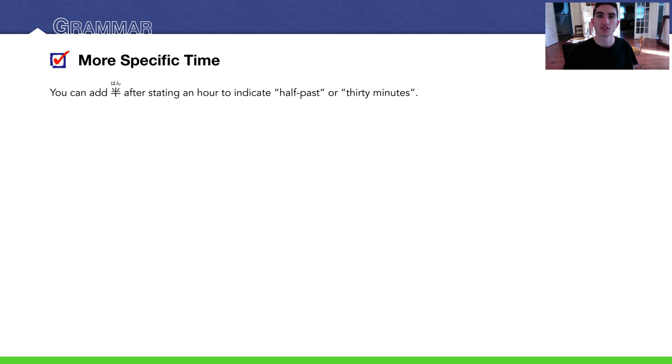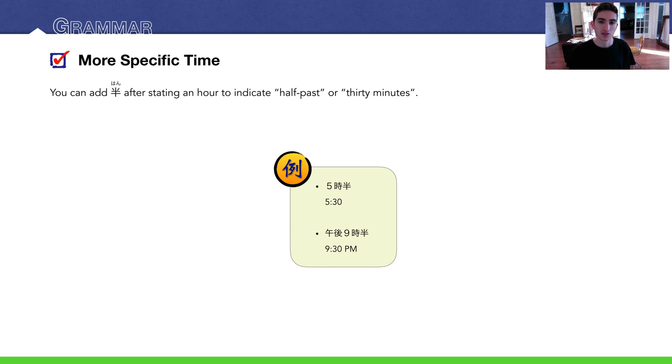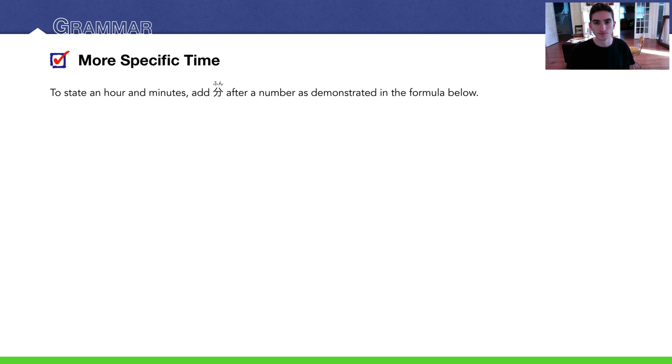More specific time, let's start adding minutes to things. You can indicate half past, or 30 minutes, using han. So 5:30 is 5時半. 9:30 p.m., 午後9時半. To add more specific minutes, use this formula.